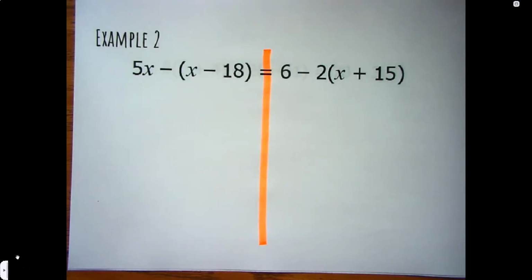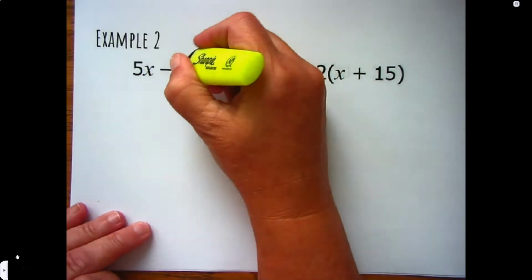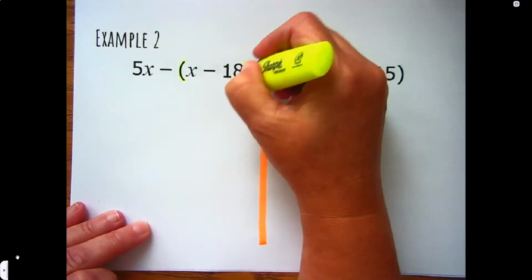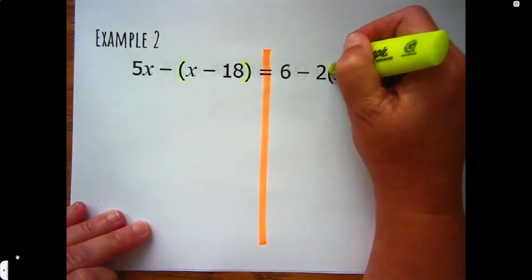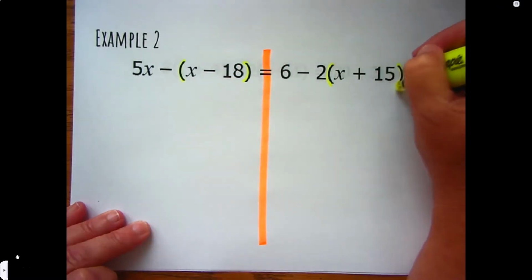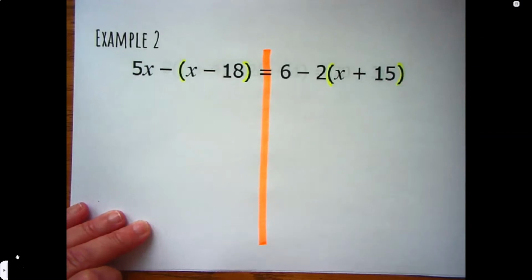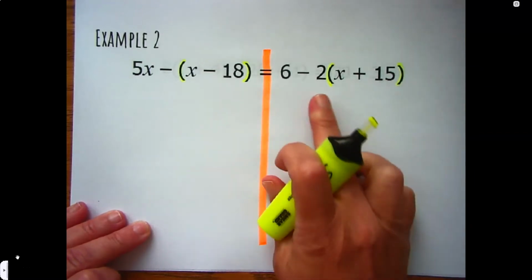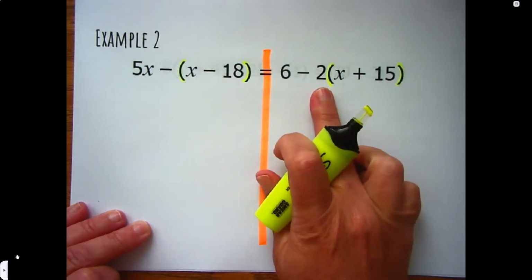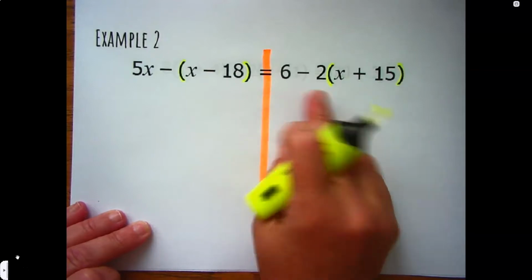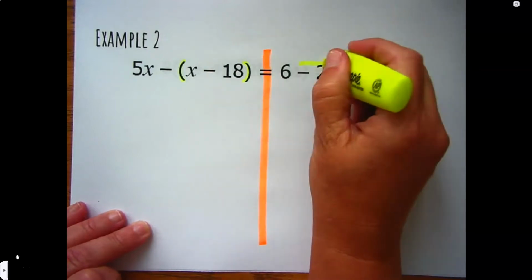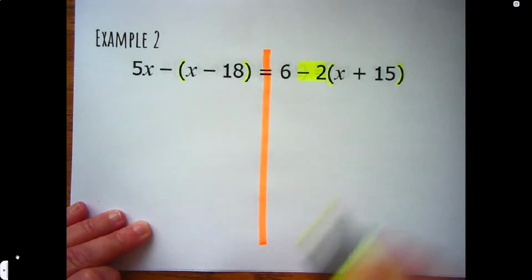Distribute if necessary. So it is necessary because I see parentheses right here. Those have to go away. And I see parentheses right here. Those have to go away. Now, on this side, I can see that right up against the parentheses, there's this 2, and he's a negative 2. So on this side, I can see that I'm going to distribute this negative 2.